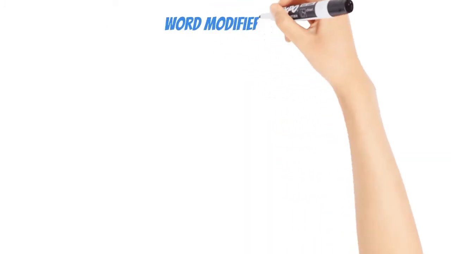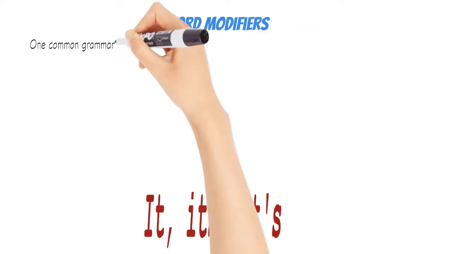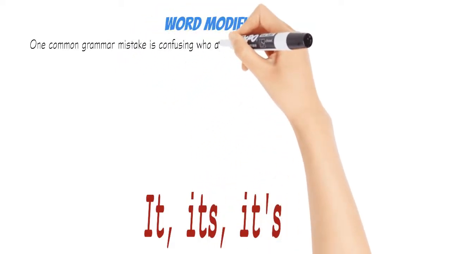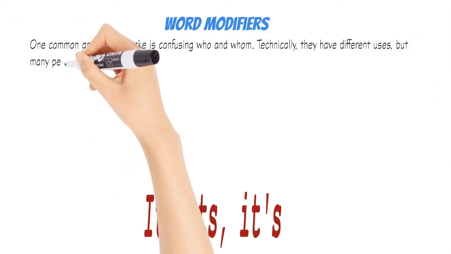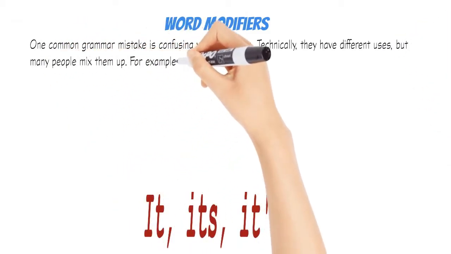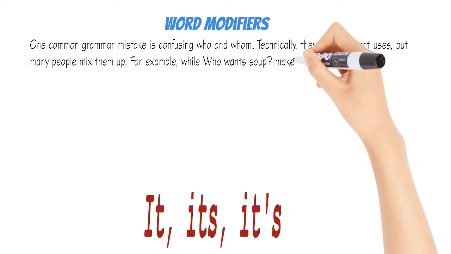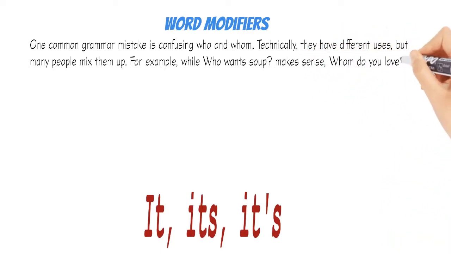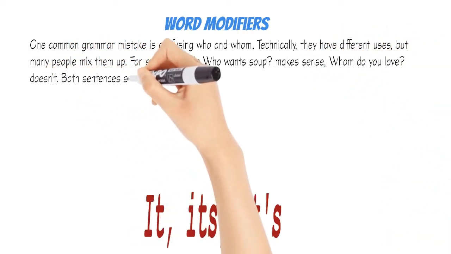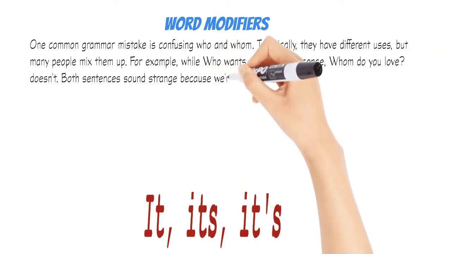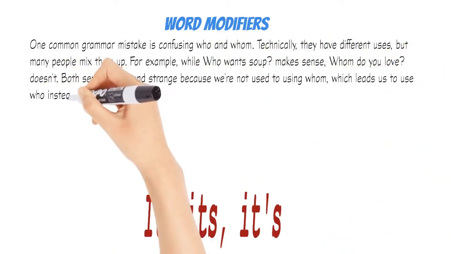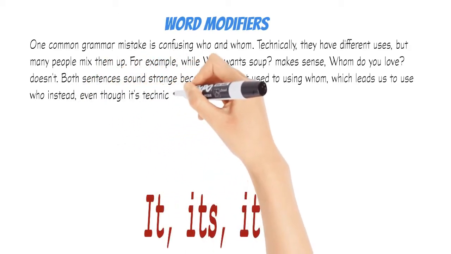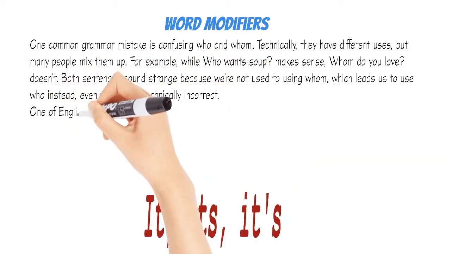Word modifiers. One common grammar mistake is confusing who and whom. Technically, they have different uses, but many people mix them up. For example, while "who wants soup" makes sense, "whom do you love" doesn't. Both sentences sound strange because we're not used to using whom, which leads us to use who instead, even though it's technically incorrect.